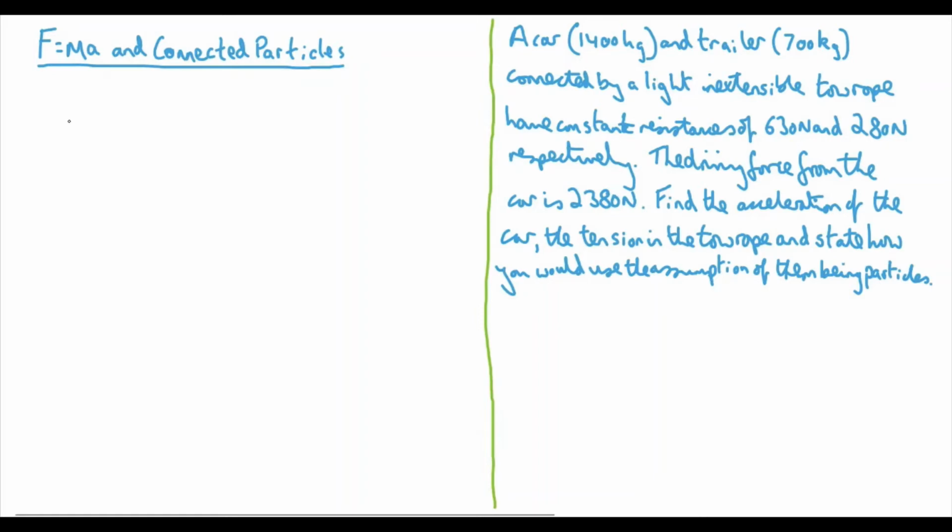As well as the Suvat equations, another formula that comes up repeatedly in mechanics is this idea of F equals ma. That is to say, force, or specifically resultant force, is equal to mass times acceleration, where the force is going to be measured in newtons, the mass is going to be in kilograms, and the acceleration is going to be in meters per second squared.